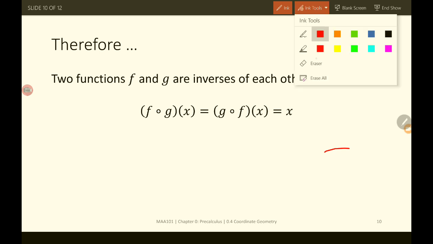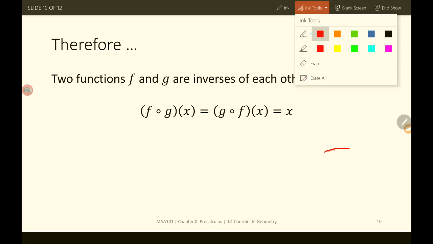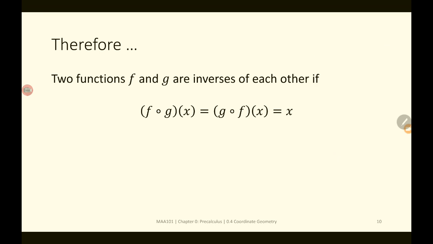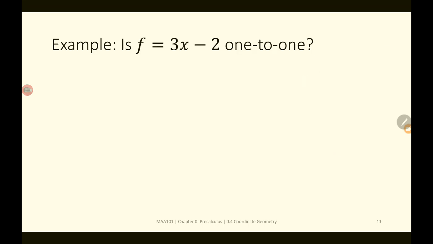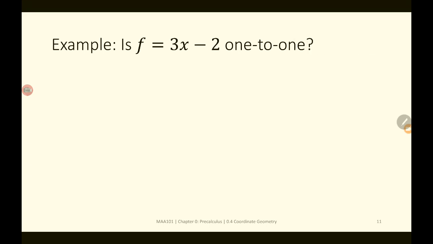So now to the calculation part. Let's do the calculation. This is the example from the start. We have known already that this is 1-to-1, but how do we show it? The question is, is f of x equals 3x minus 2 1-to-1?